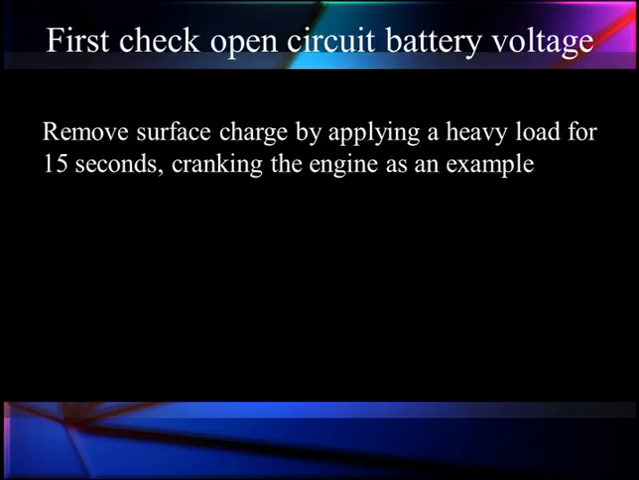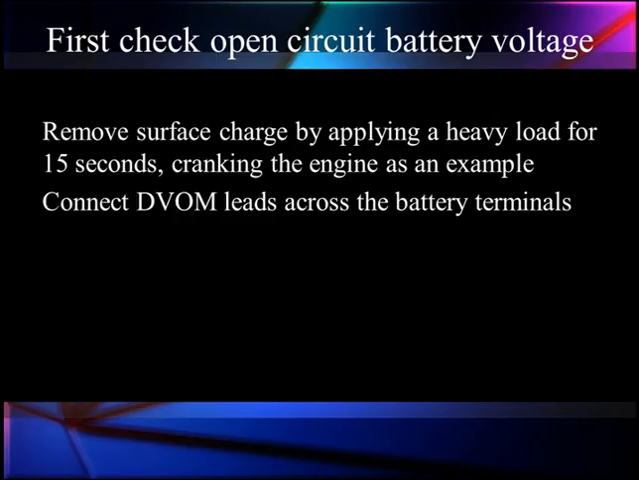We're going to remove the surface charge in the battery. And the way we do that is we apply a heavy load for 15 seconds. A load like 1/2 cca for 15 seconds. Or crank the engine for 15 seconds as an example. Then we connect our voltmeter across the battery terminals. And we're going to see what the voltage is.